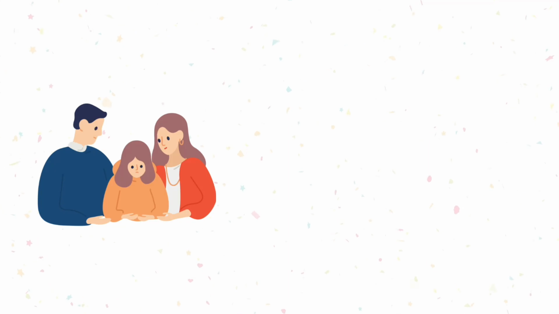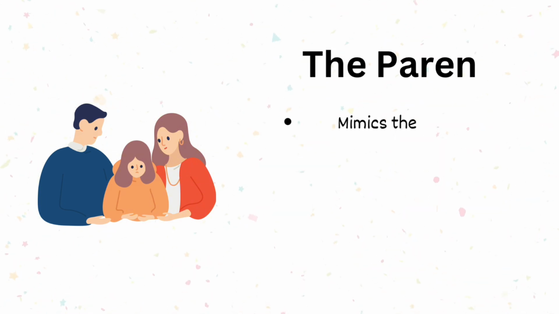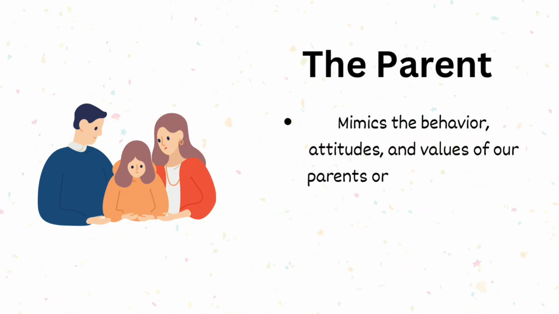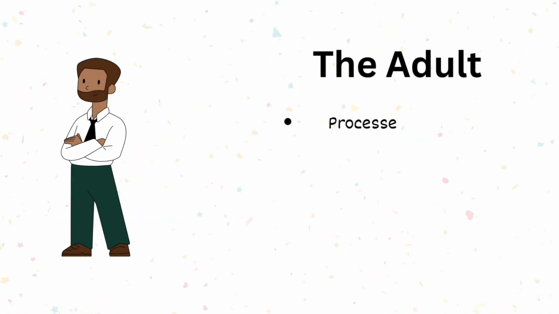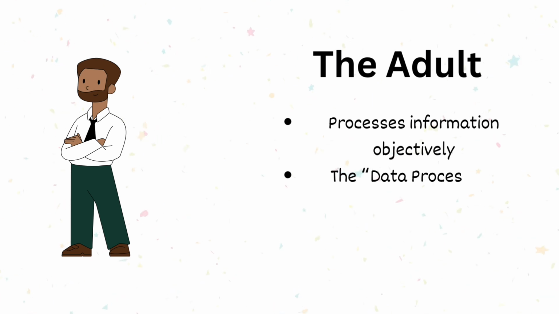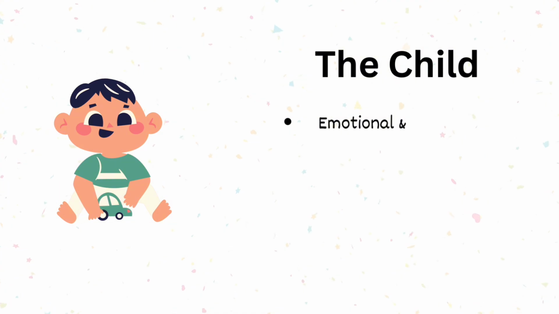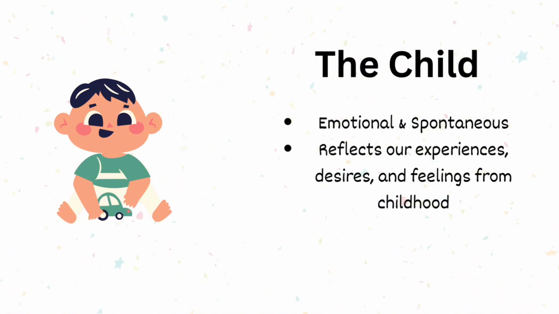Berne identified 3 primary ego states: 1, the parent; 2, the adult; and 3, the child. The parent is the part of us that mimics the behavior, attitudes, and values of our parents or authority figures. It can be nurturing or critical. The adult is the rational, logical part that deals with reality and processes information objectively. It's like the data processor of the personalities. Then we have the child. The child is the emotional and spontaneous part of us, often reflecting our experiences, desires, and feelings from childhood.